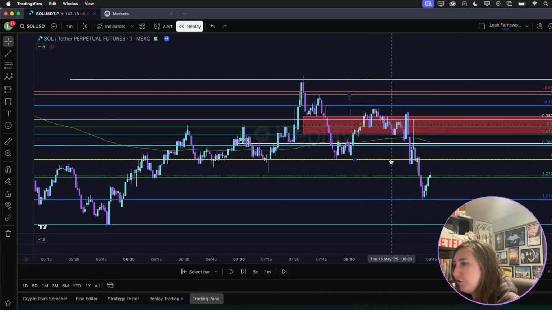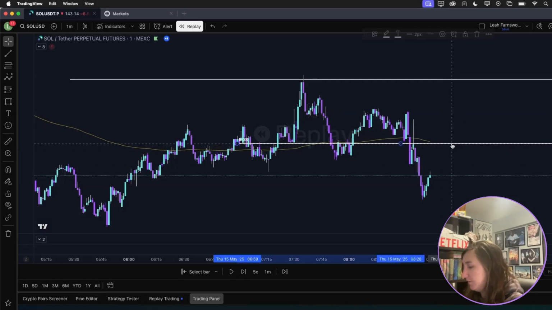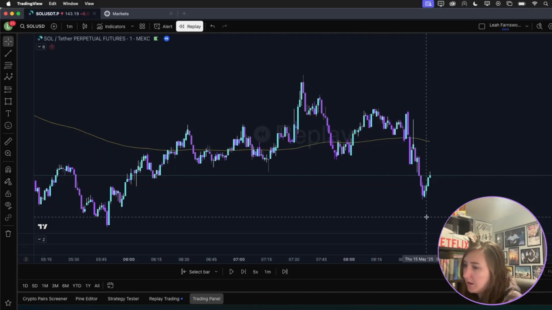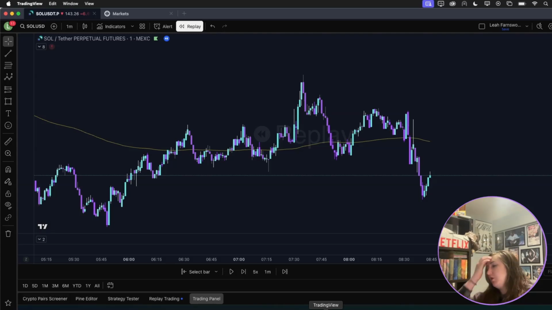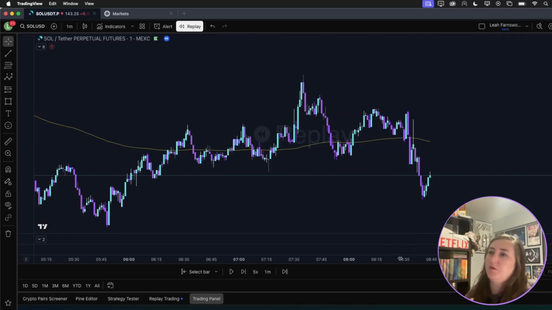So those would be changes of character and break of structure. Next, we are going to get into the Fibonacci. By far, my most favorite tool on TradingView or any chart really is using the Fibonacci. You can really determine some great entry levels and some really great take profit levels off of it.